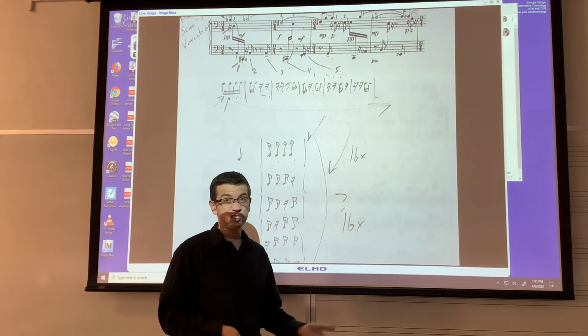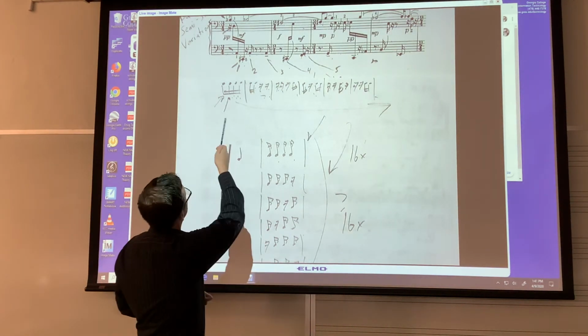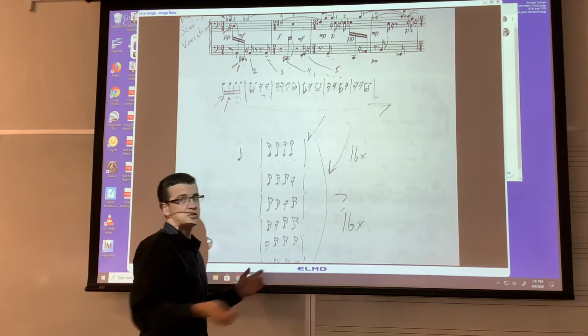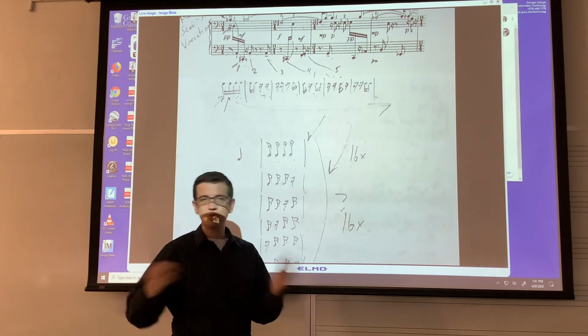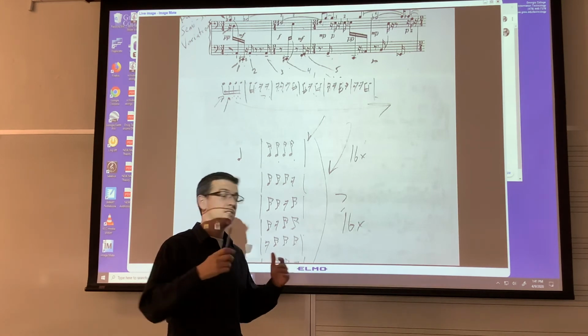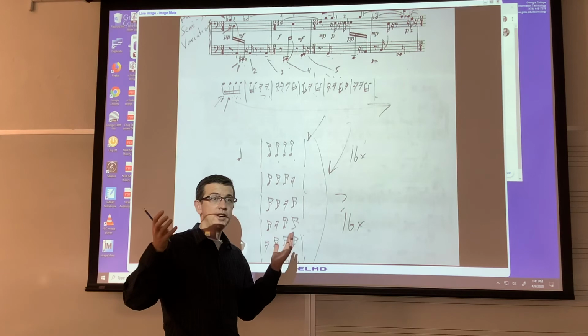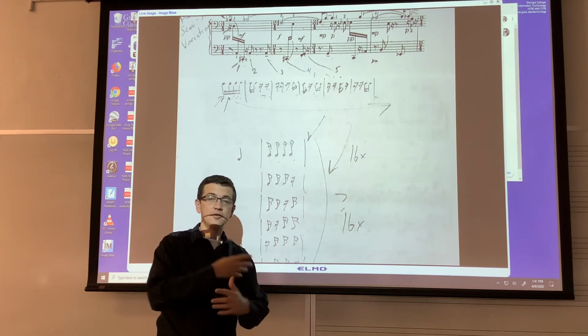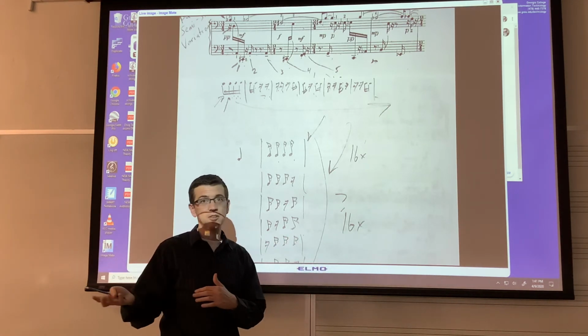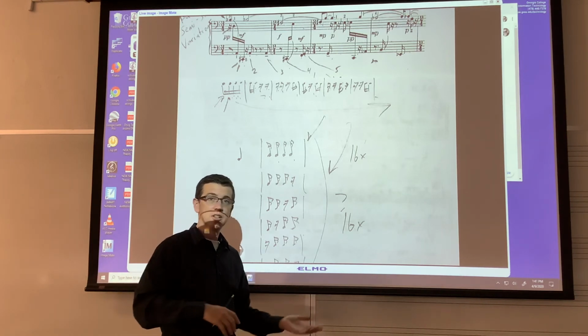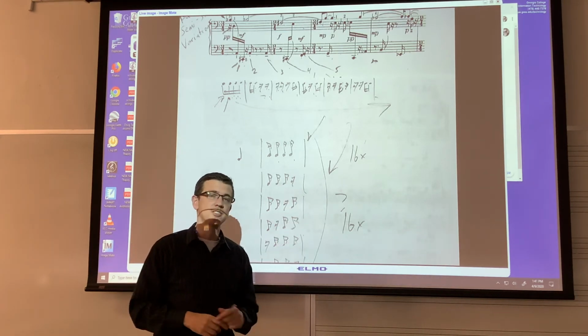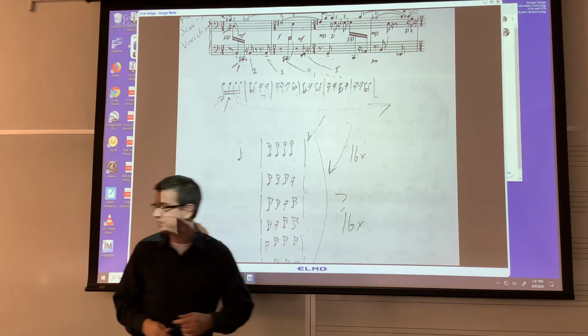How would we do inversion? Inversion, we would take all the attacks and turn them into rests, and all the rests we turn into attacks. So we can transpose the rhythm. We can do it backwards. We can invert it. We could transpose it and invert it. We could transpose it, do it backwards, and invert it, right? And come up with all new combinations of all these 16th notes.